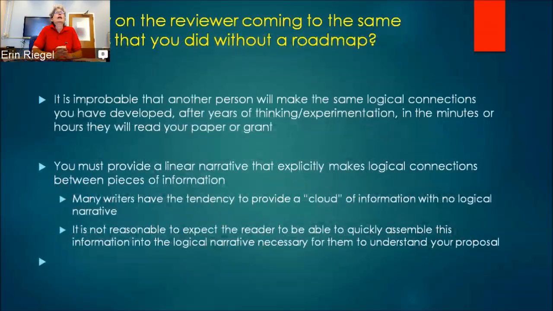Okay. So the other thing is, did you rely on that reviewer coming to the same conclusions that you did without a roadmap? This is the very common phenomenon of people writing their experimental approaches as an experiment vomit. Experiment, experiment, experiment, but without any real roadmap to understand why that experiment is important. What is the data that experiment is going to give? How does that refute or support the hypothesis?